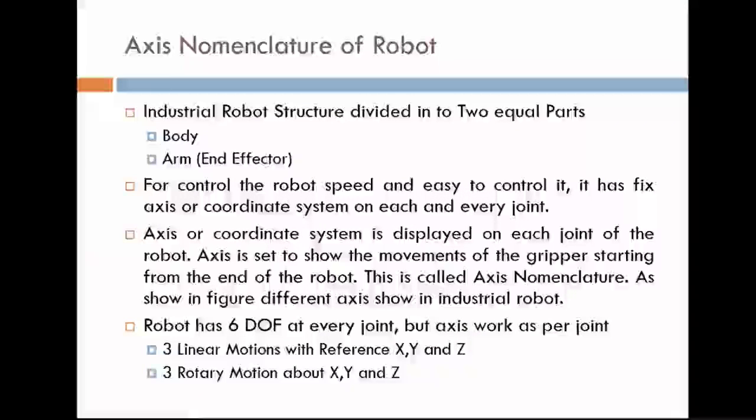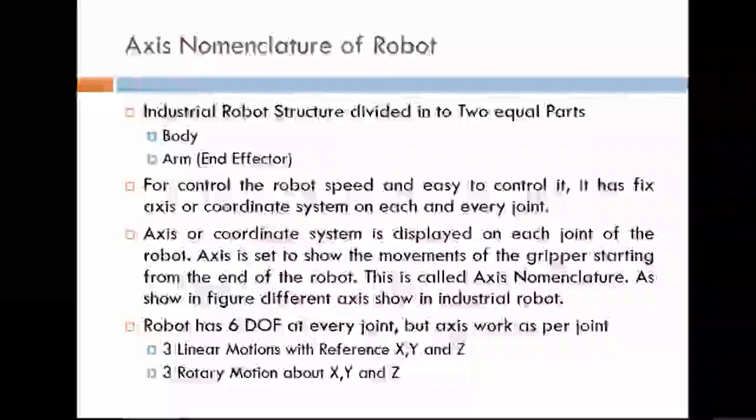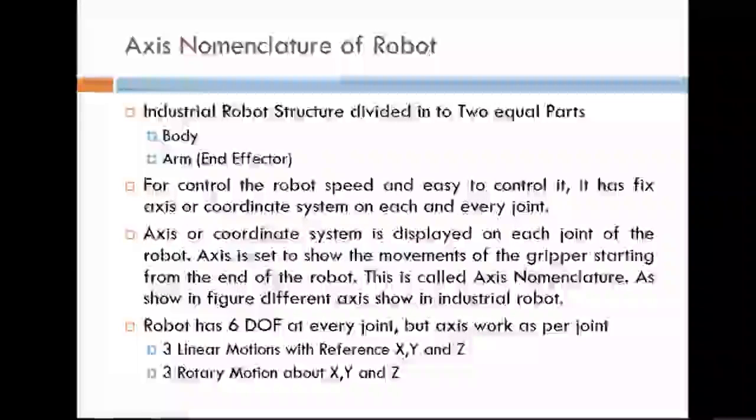Basically, first we will understand what an axis is. We have a coordinate system having three axes x, y, and z, and there is a rotational axis about the x, y, and z. Here we completely understand what the axis is first, and then we understand the axis nomenclature of the robot.